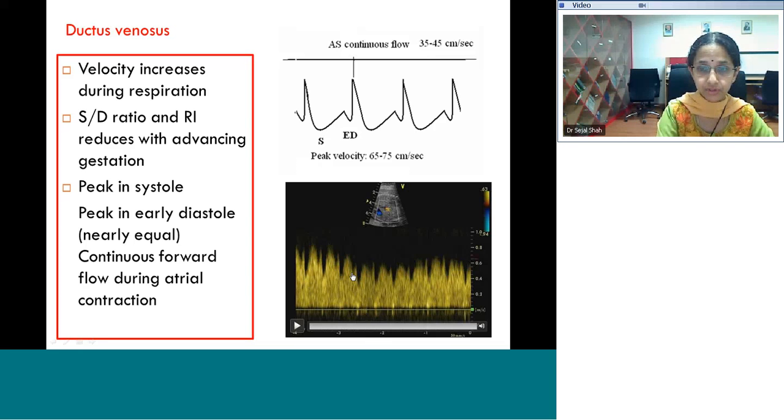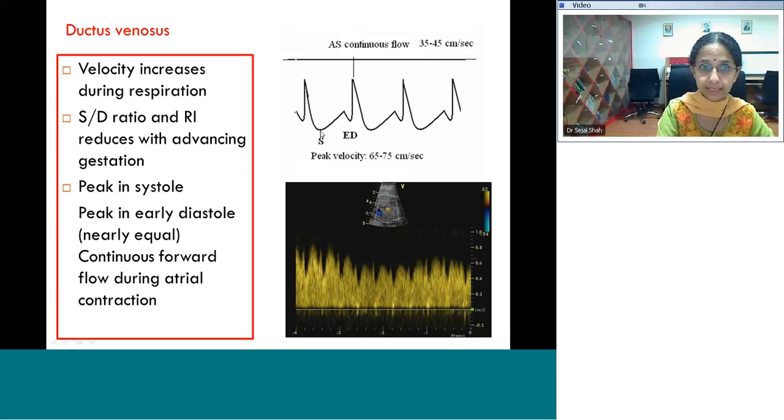The S wave is during the ventricular systole, the D wave is during the ventricular diastole, and then at the end of it you have the A wave, which is present; it still is there above the baseline. So it's a continuous flow even during this part of the cycle, which is the diastolic phase. As we can see, the S wave, the D wave, and the A wave are all positive in the ductus venosus. The S and the D ratio is important for us because it reduces as pregnancy advances.